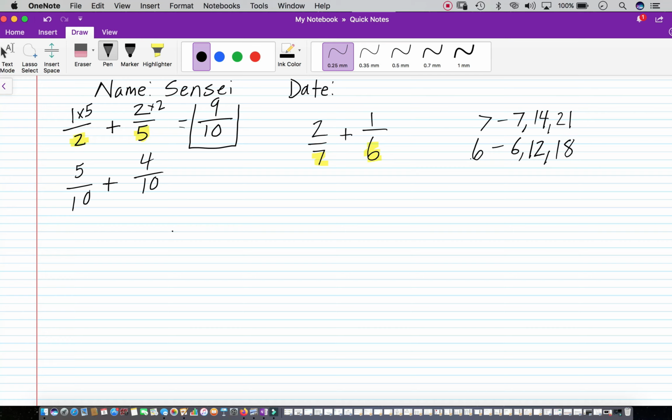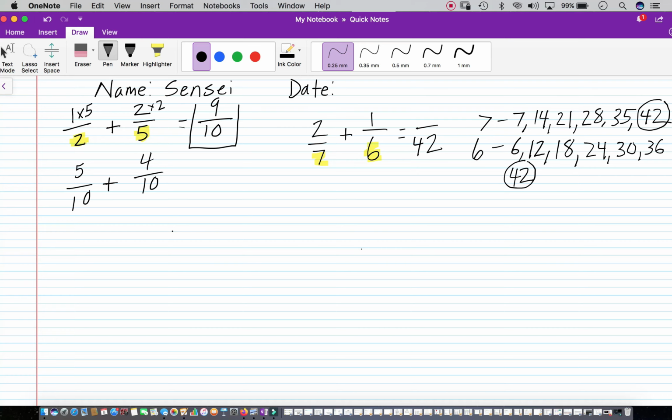Notice how close 7 and 6 are. Now we go back to 7, so let's do 7 times 4. 7 times 5. Good. 7 times 6 is 42. Good. 6 times 4. Good. 6 times 5. 6 times 6. And then 6 times 7. Looks like we have a winner. So our common denominator in this problem will be 42.